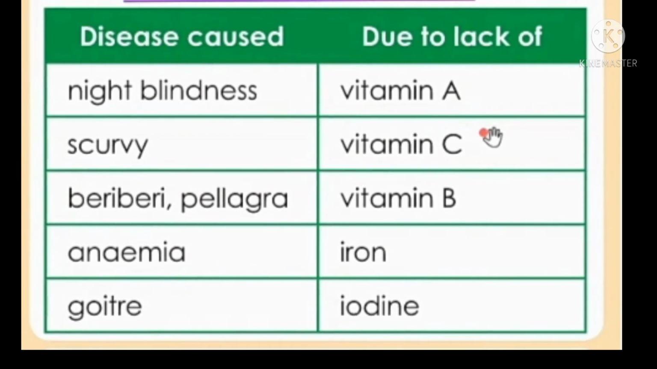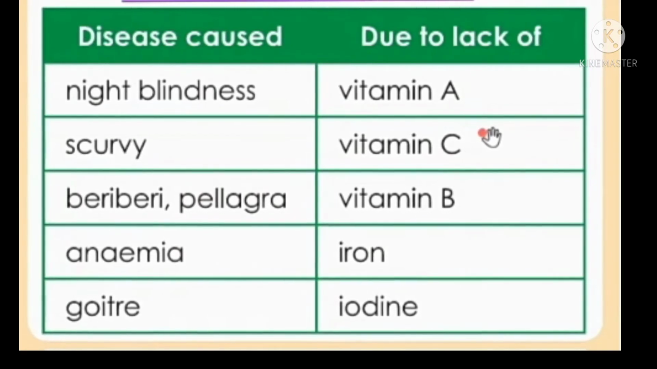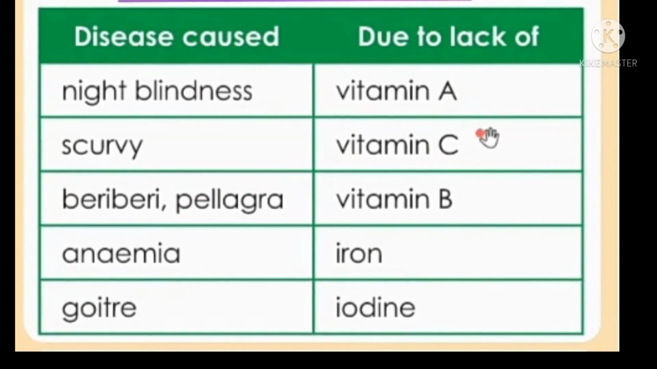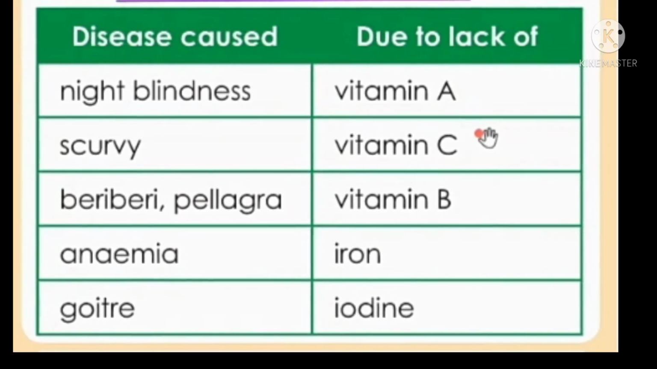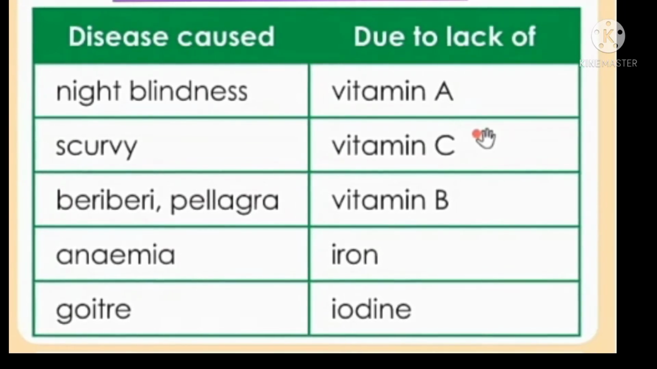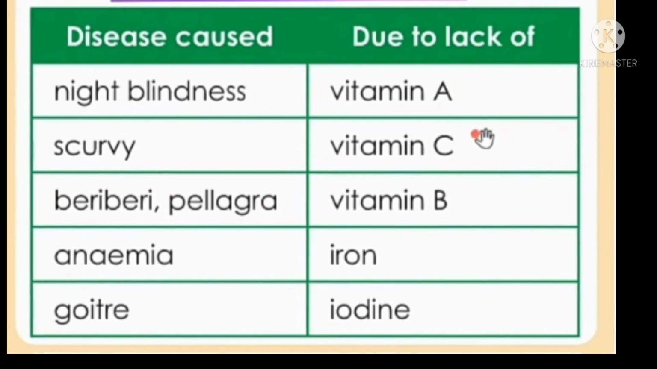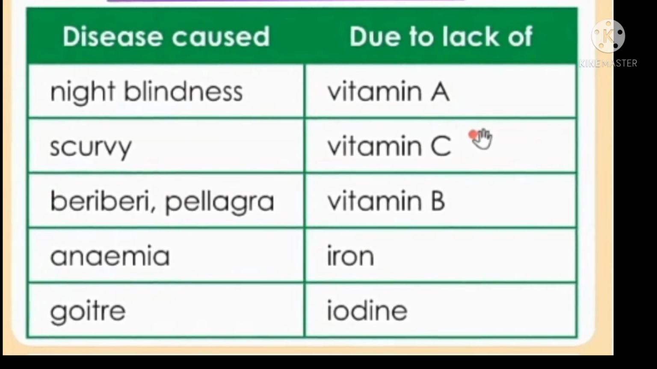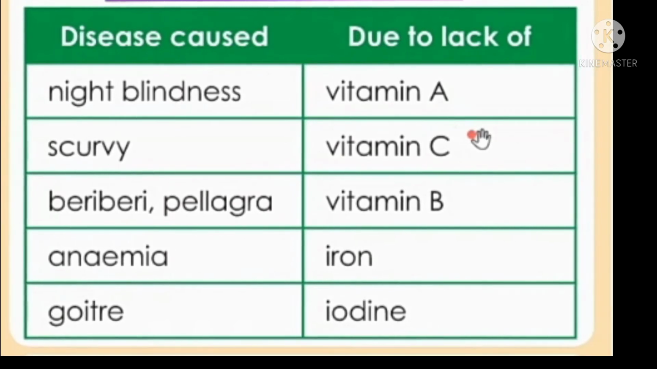Okay. So see the given table, children. Due to lack of vitamin A, the disease caused is night blindness. Next, due to lack of vitamin C, the disease caused is scurvy. Next, vitamin B, the disease caused is beriberi and pellagra. Due to lack of iron, the disease caused is anemia. We become anemic. And due to lack of iodine, the disease caused is goiter.